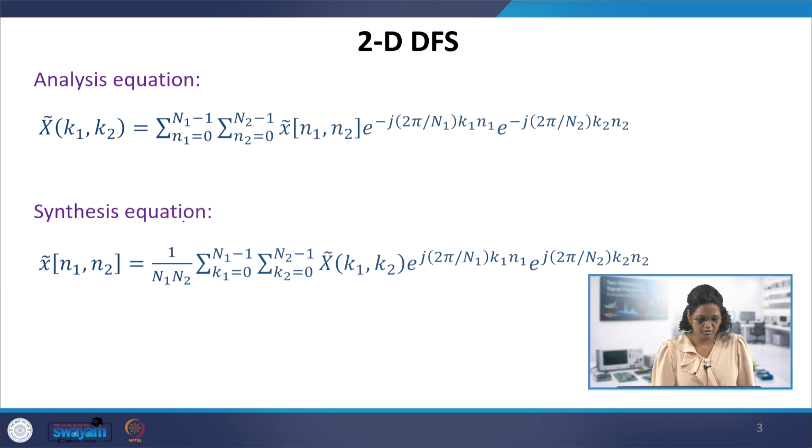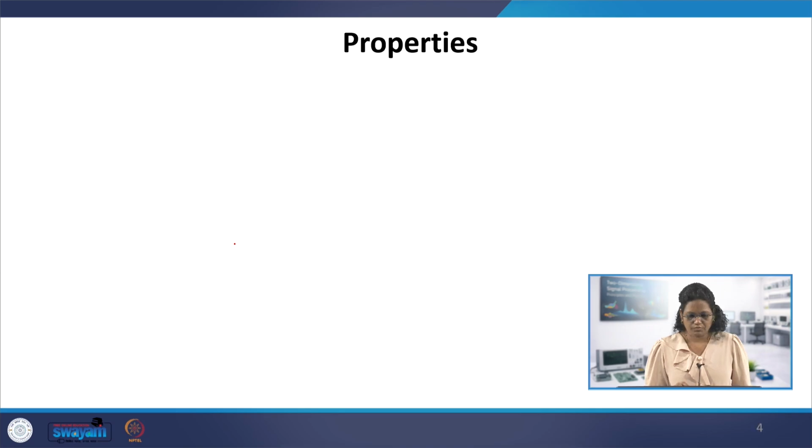Similarly, for the synthesis equation, once we know the coefficients from the signal, if you know the coefficients you can get back the signal. This is the inverse Fourier series, where x tilde, the signal, can be represented in terms of k1 varying from 0 to N1 minus 1 and k2 varying from 0 to N2 minus 1, of x tilde of k1 k2, this is the Fourier coefficient, and then e power j 2 pi k1 n1 by N1, e power j 2 pi k2 n2 by N2. So here it is the synthesis equation. You can see how we get the signal back from the coefficients also.